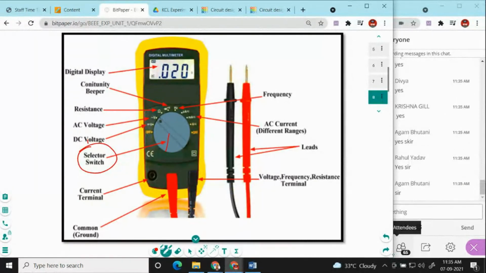If you move this particular switch toward this point, that means you have to calculate the frequency. If you move this knob toward this side, you have to calculate the voltage. If you move this switch toward this point, you have to measure the current. If you represent this symbol, that means AC current. If it is represented toward this dashed line, that means DC current. So there are two currents, AC current and DC current. Whenever you move your knob toward that particular position, you can calculate that voltage or current level.